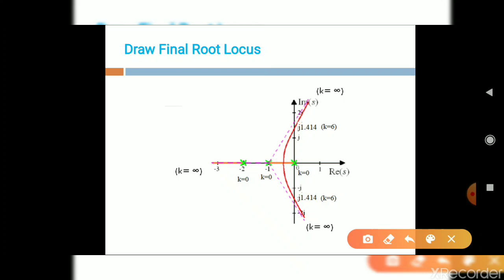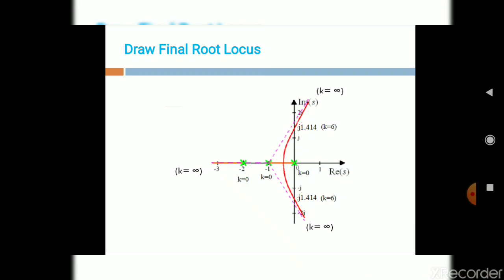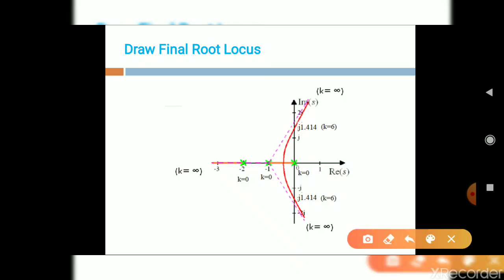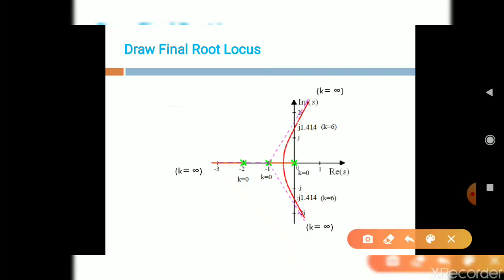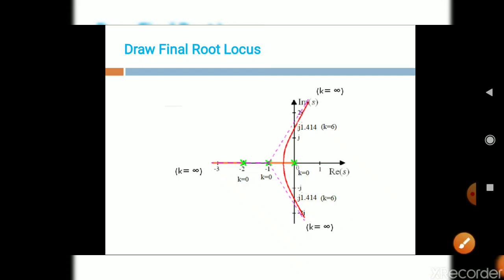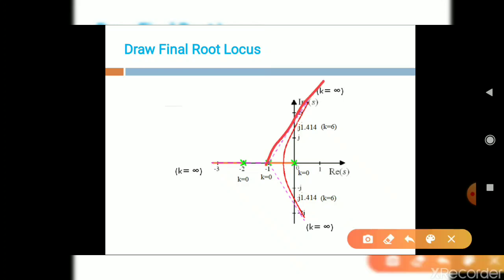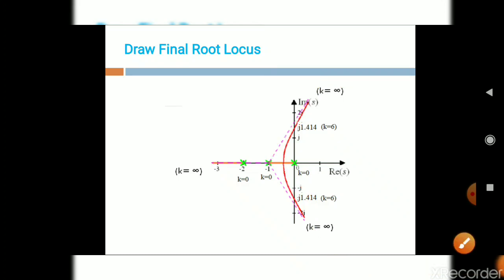Here is the breakaway point, and it will cut the imaginary axis in this way at plus or minus 1.414, and at that point the value of gain k is 6, which means these poles will cut the imaginary axis at this point. Now observe the asymptotes. The asymptotes help us draw the root locus in that direction. So the direction of the asymptote is like this, and the root locus is quite parallel to, or in the direction of, the asymptotes.